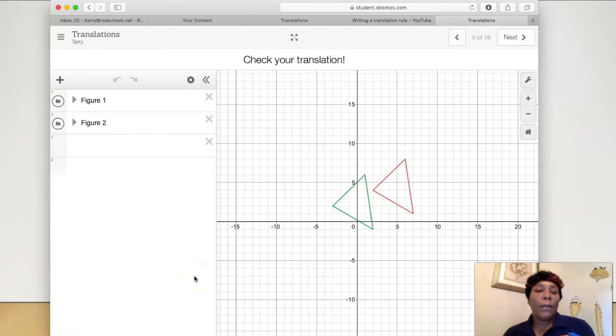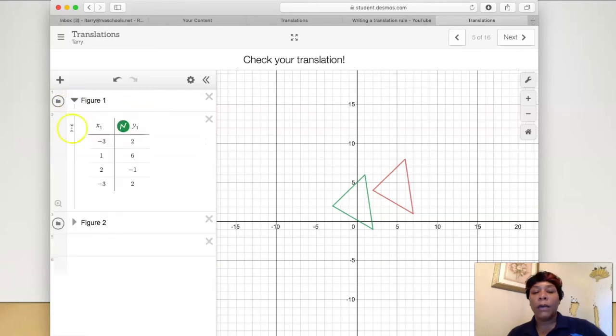All right, welcome back. So let's go ahead and see what we have. So here, I'm going to just click here. There is my pre-image. Did you get those ordered pairs there? Great. There's your ordered pairs here. And then here are my ordered pairs for my image. There we go. There's your ordered pairs for your image. Did you get those right? Awesome.